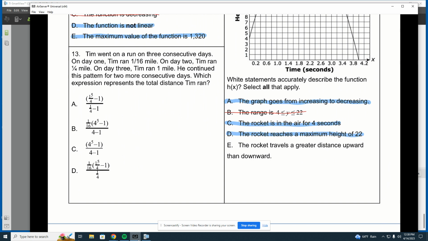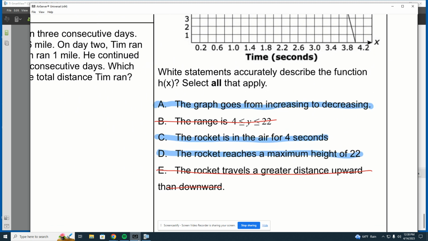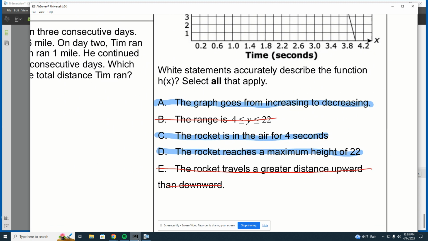So last one, E. The rocket travels a greater distance upward than downward. No, because where did it start? It started at 4 meters. So maybe it was on a stand. Maybe it was on the roof of a building. It went from 4 to 22, right? That'd be a total of 18 meters. But then it fell all the way down to 0 meters. So it went up 18, fell 22. So E is not true. Mark it out. And our answers are A, C, and D. Any questions about that one?